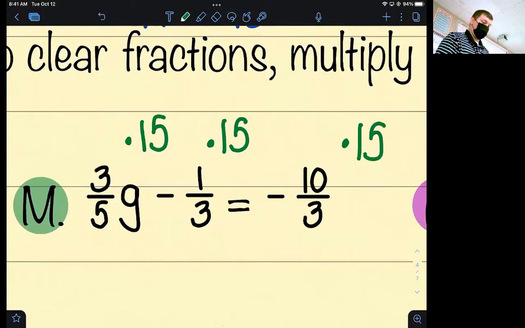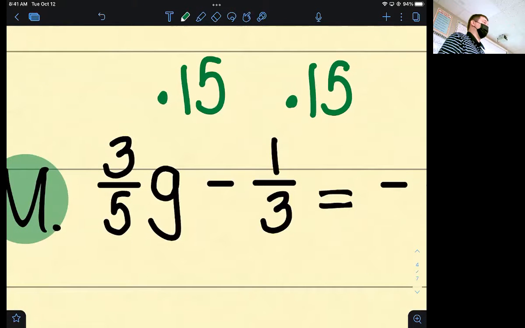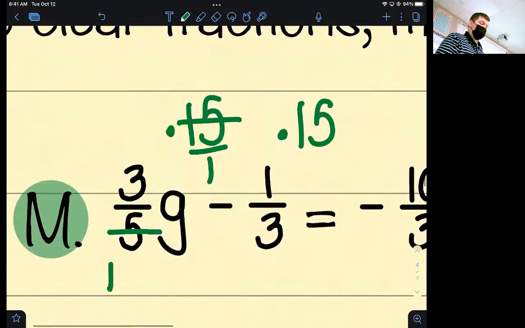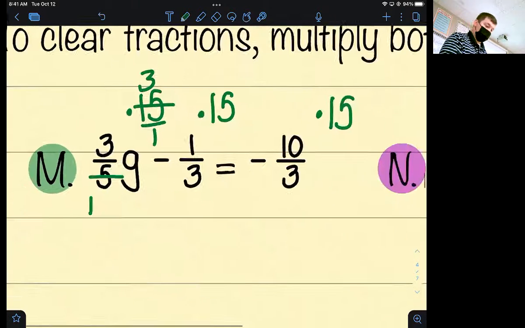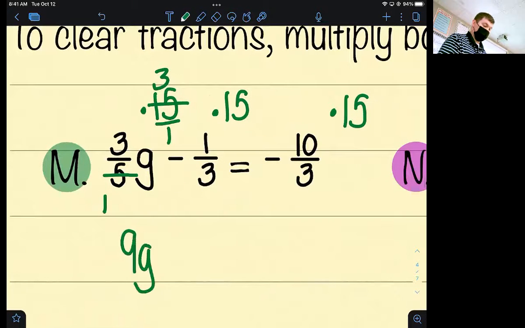And you might be thinking, why am I doing that? That doesn't seem like that makes sense for this problem. Because 15, when Branson said 15, he's choosing the very first number that 3 goes into, that 5 also goes into. And the fact that they go into it means the 5 and 3 will cancel. If I'm multiplying fractions, I can cancel. The 5 on bottom cancels with the 15 on top. How many times does 5 go into 15? 3. So I'm asking you to do 3 times 3. 9. So this term is now going to be a 9g, no more fraction.